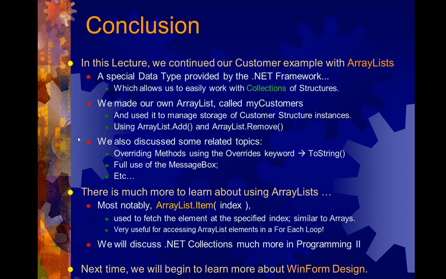There's much more to learn about array lists, most notably ArrayList.itemIndex, used to fetch the element at the specified index, similar to arrays. Very useful for accessing array list elements in a for each loop. So you take an array list and you put it in a for each loop, and you read each element in that array list in one iteration of the loop, and then you read the next element in the array list in the next iteration of the loop, and so on. Okay, that's that.